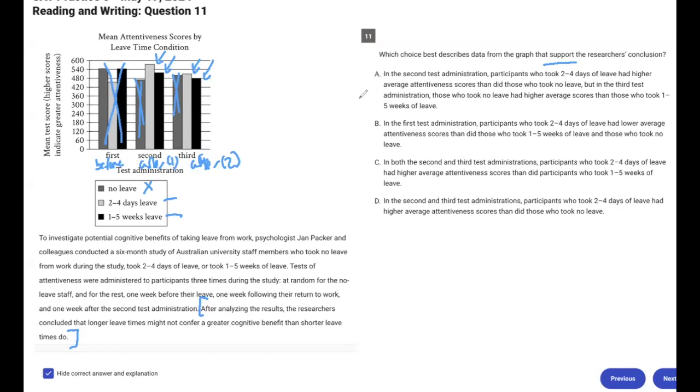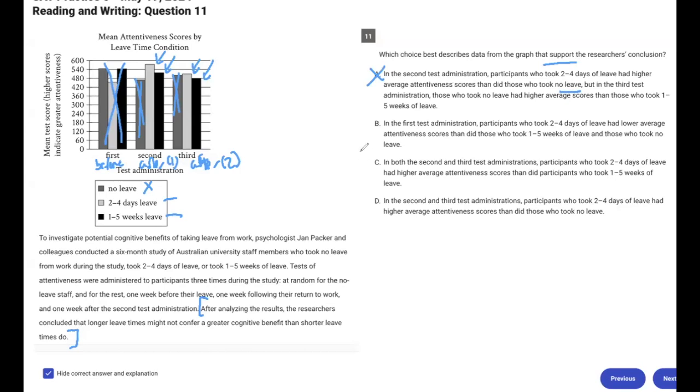Okay, so choice A says, in the second test administration, participants who took 2 to 4 days of leave had higher average attentiveness scores than did those who took no leave. But in the third test administration, those who took no leave had higher average scores than those who took 1 to 5 weeks of leave. Even if this is true, it doesn't matter. We're comparing the wrong groups here. We're comparing the 2 to 4 day vacation group and the no leave vacation group. So this is out.